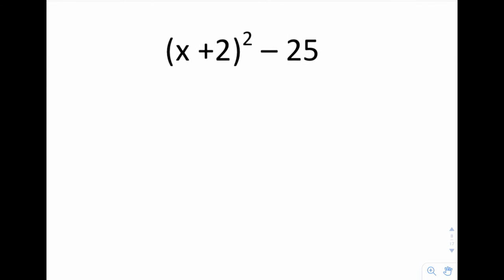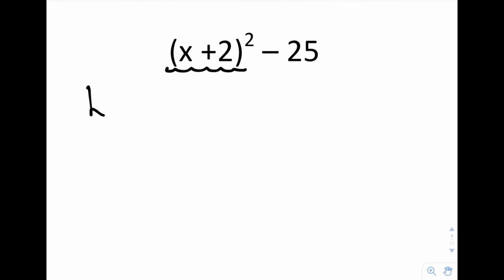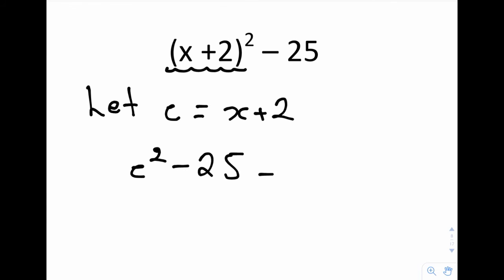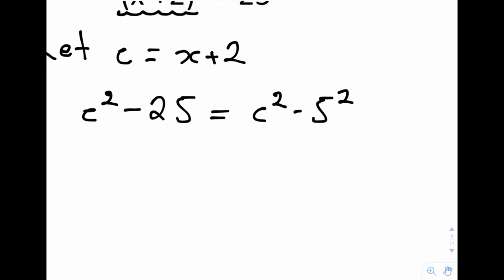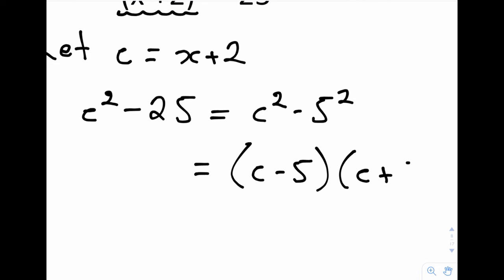Last one. This looks a bit convoluted. You might want to think to expand this, but let's use a trick I've mentioned before. I'm going to introduce a variable. Let's call it c. I'm going to say c is x plus 2. Now why do I do that? Well, look what happens when I replace x plus 2 with c. I get c squared minus 25. Or that's the same as c squared minus 5 squared, which is a difference of squares. So I can write this as c minus 5 and then c plus 5.